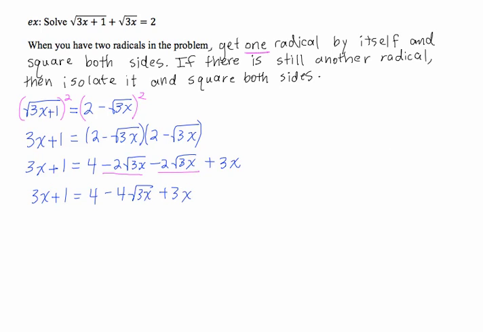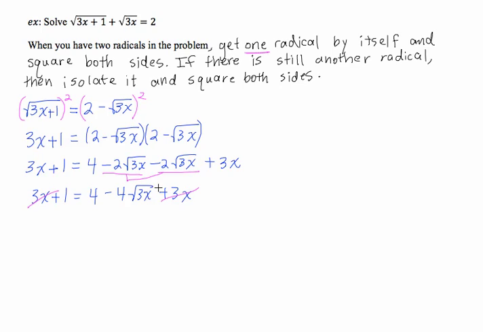Then another thing we can do to simplify is subtract 3x from both sides, and as you can see, if we do that, they will cancel each other out. Okay, so it's getting a lot simpler here. We now only have 1 radical left in the equation, and that is great. So we've made progress, so now we start the process over. We isolate this radical and then square both sides.